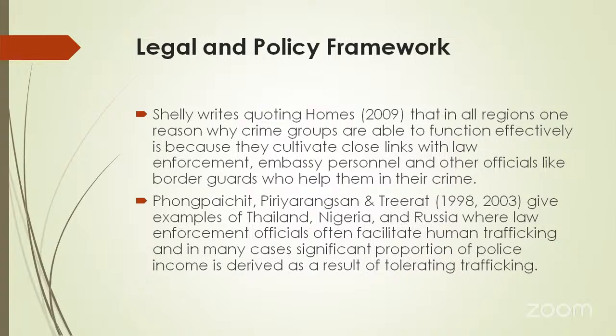In all regions, one reason why crime groups are able to function effectively is because they cultivate close links with law enforcement, embassy personnel, and officials like border guards, which help them in their crime. See, inevitably, crime cannot happen if the law enforcement is not with them. In Thailand, Nigeria, Russia, law enforcement officials facilitate human trafficking. A significant proportion of police income is derived as a result of tolerating trafficking. We know of those examples in India too. It's everywhere. It's across the world. It's not a country-specific problem. It's a human thing.